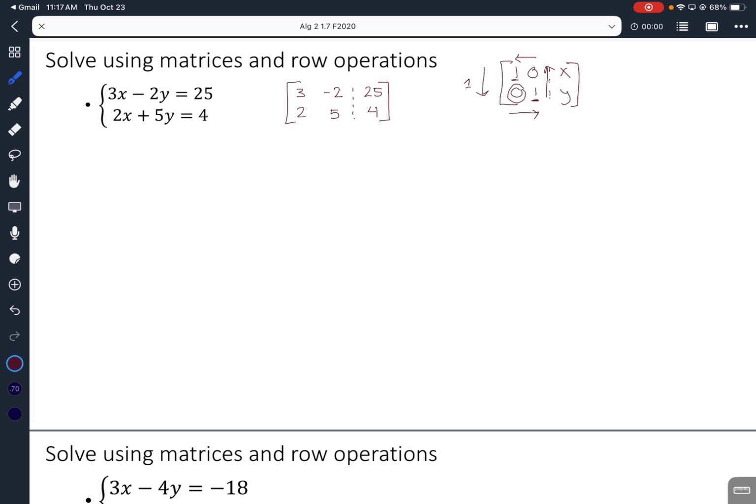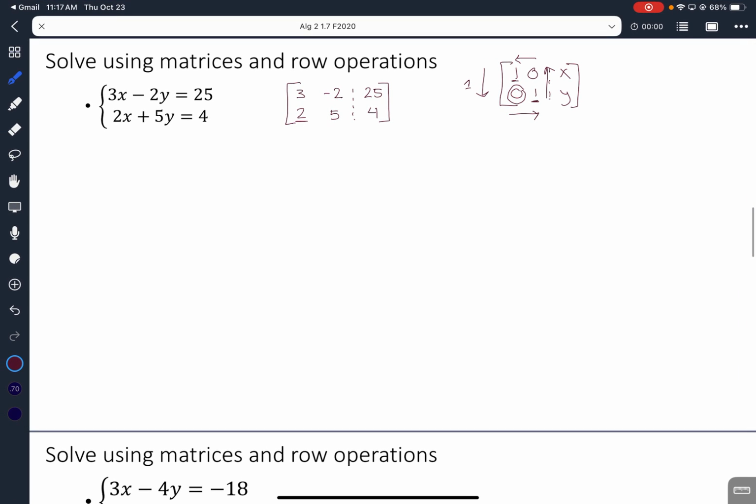So the first thing I do is I want to get this 2 to be a 0. Now, that 2 is in the first column, yes? So I'm going to use the first row. I don't have any other options, but if I had more rows, I'd have more rows. So when I have the 2, what is the... Okay, so I need that 2 to be 0.